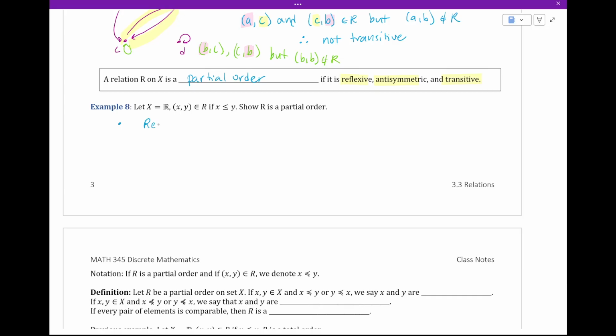So first up, reflexive. What I want to show is that (x,x) is in R. So I want to show that x is related to x. So here that would be looking at this guy: x is less than or equal to x. Is that true for all x in the real numbers? And yes, it is. So our relation is reflexive. Next up, is it antisymmetric?